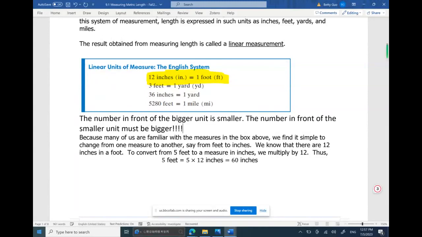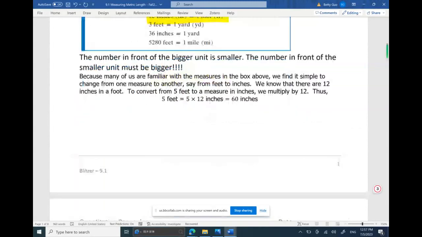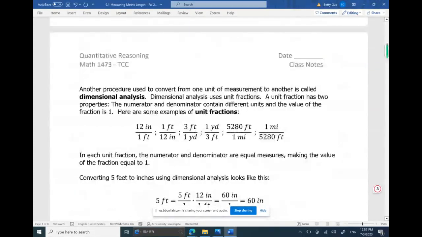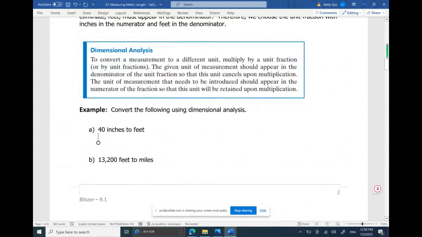Right? So please have this written on maybe your note or memorized right now. So we're going to use the conversion factor 12 to solve the first problem, okay? Let's go back to this question. From inch to feet, from inch to foot, from a smaller unit to a bigger unit.